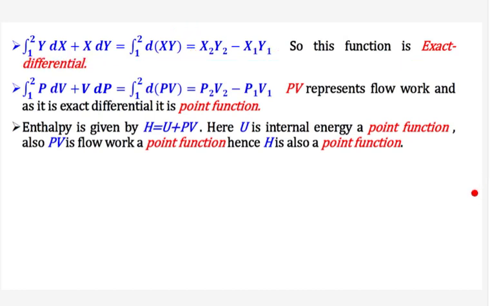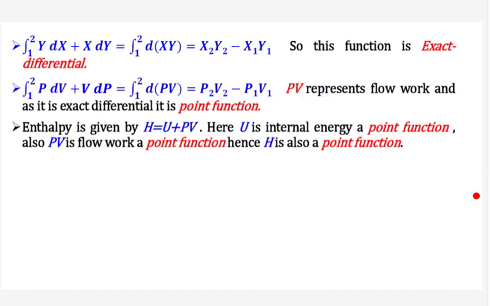Now why have I taken this example? If I write p in place of y and v in place of x, then integration of p dv plus v dp, can I write it as the differential of pv? I can write it like this, as p2 v2 minus p1 v1. Same thing. Now pv is what? Pressure into volume. This is flow work. In coming lectures, I will tell you in detail what flow work is, but this pv represents flow work. So it is not a path function, it is a point function. So flow work is a point function.